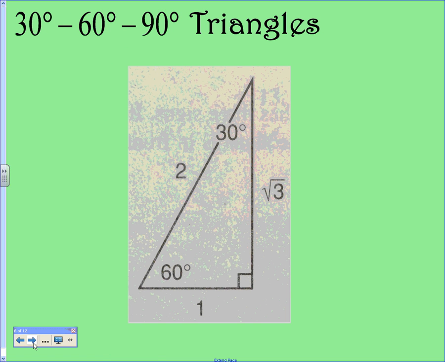You definitely want to copy this down into your notes. This is a 30, 60, 90 triangle. Why do you think it is called a 30, 60, 90 triangle? Those are the angles. You have a 30-degree angle, a 60-degree angle, and a 90-degree angle. 30, 60, 90.